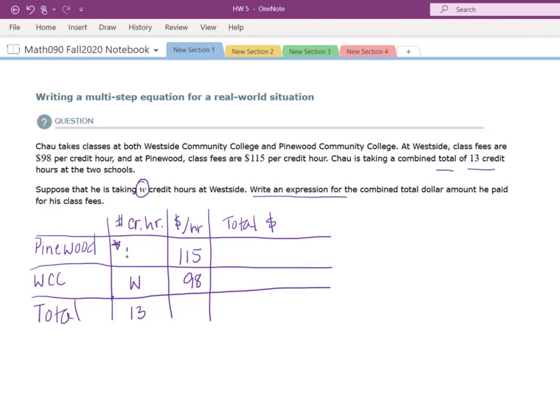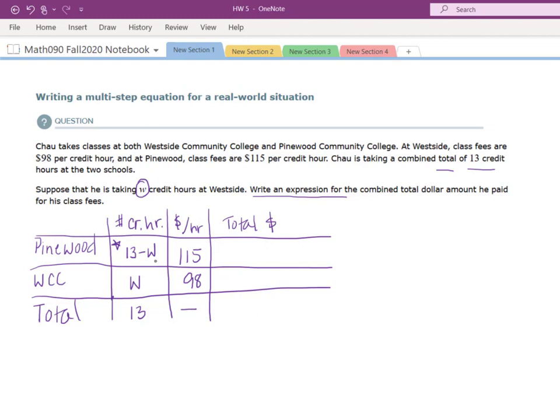So what we're doing is taking our total and subtracting the number of credit hours at Westside, the W. And this will come up in a lot of word problems where you have this total minus your variable. Okay, and by the way, I didn't mention this little box that's empty. It doesn't make sense to talk about the total dollars per hour. This would be an average, but I don't think we're going to need it.